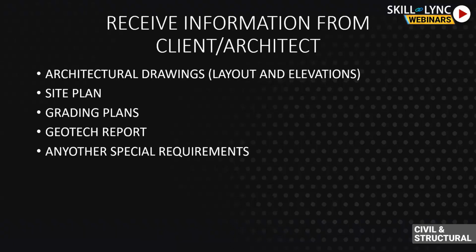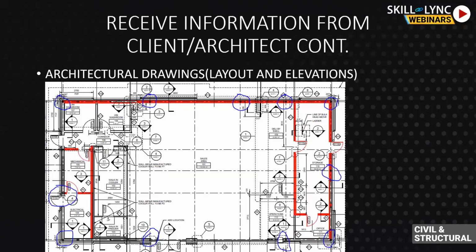So they come in and they give you the information on what kind of building they want. What kind of information are you looking for before starting the project? That would be your architectural drawings. We want the site plans, the grading plans, the geotech report, and if there is any other special requirement that needs to be fulfilled in a particular project. What would an architectural drawing look like?